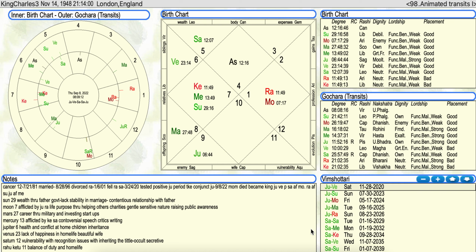They're always opposite each other, and in this case, it's a balance between work life and home life, a balance of duty and home life. So let's look at the timing of events.